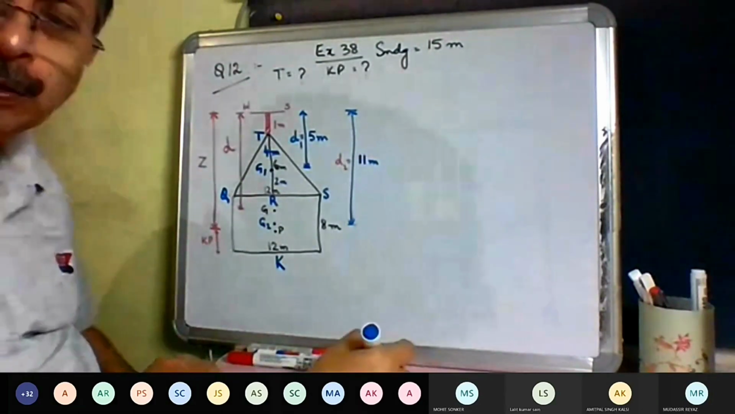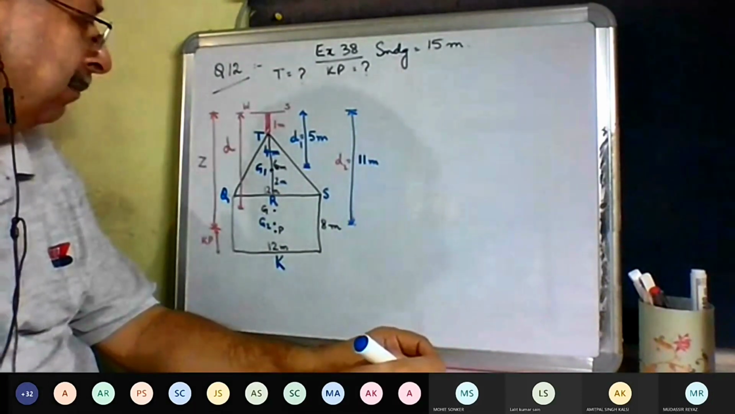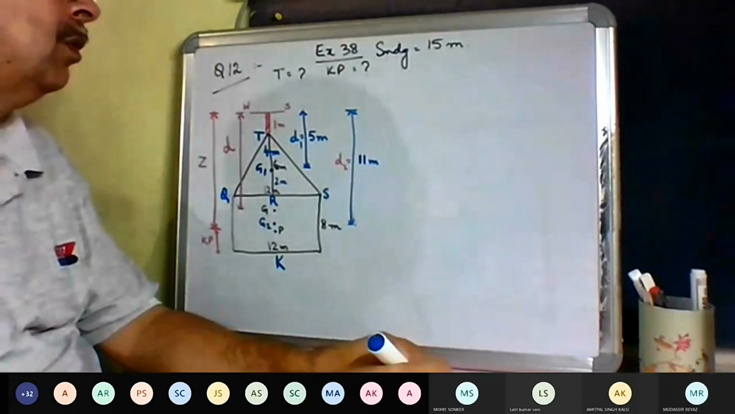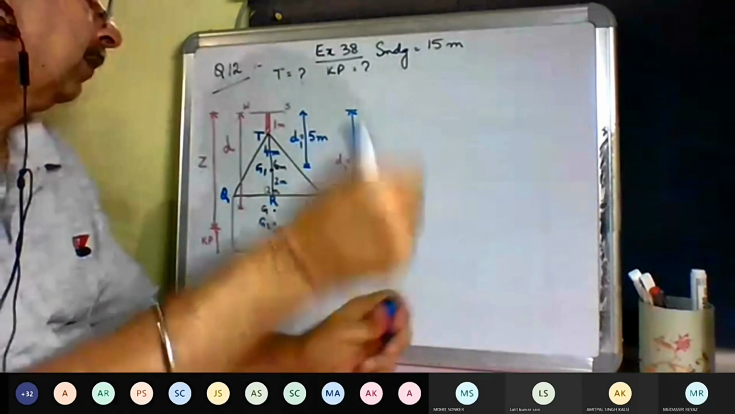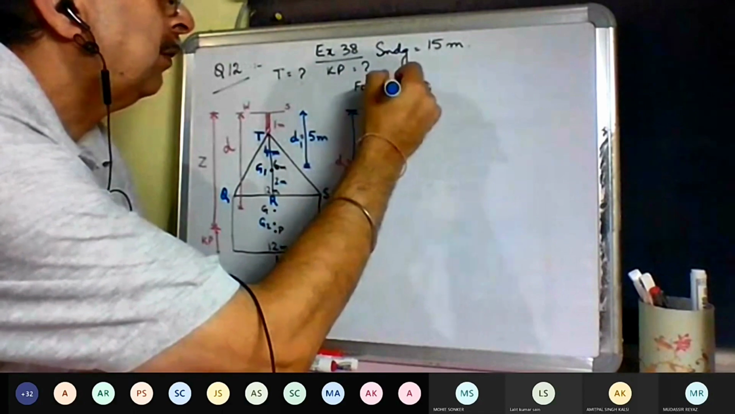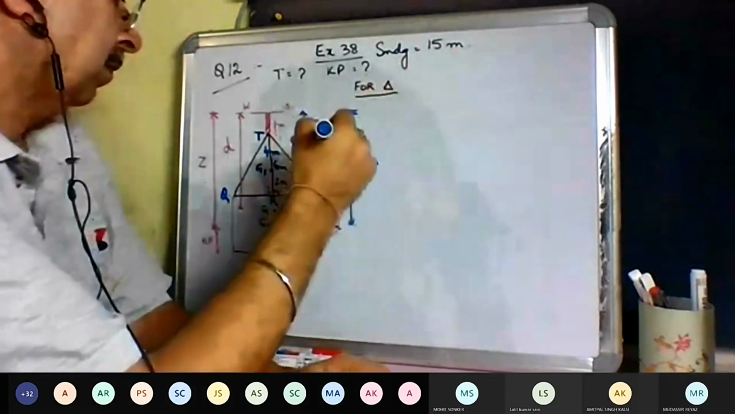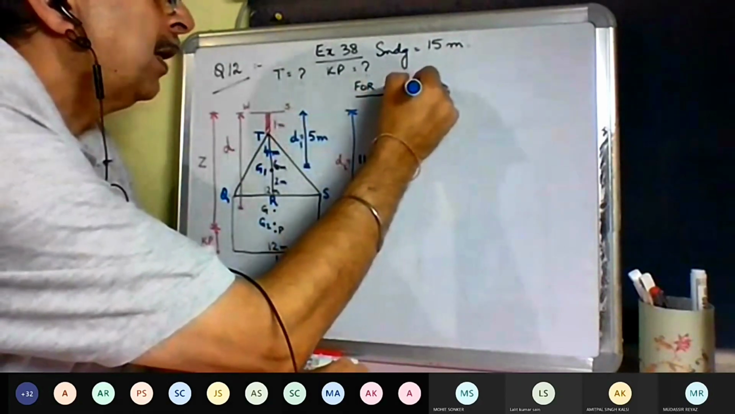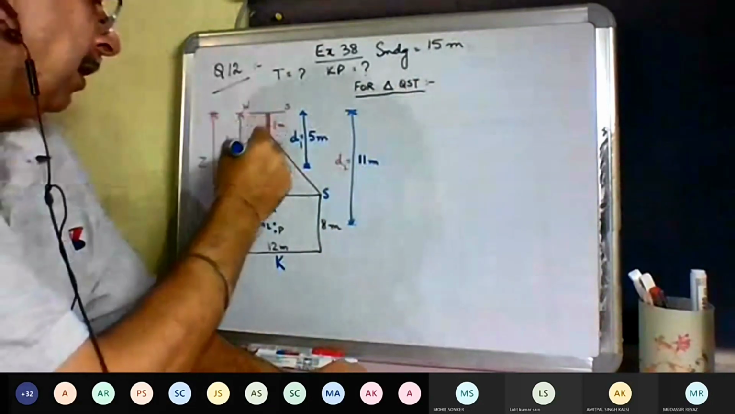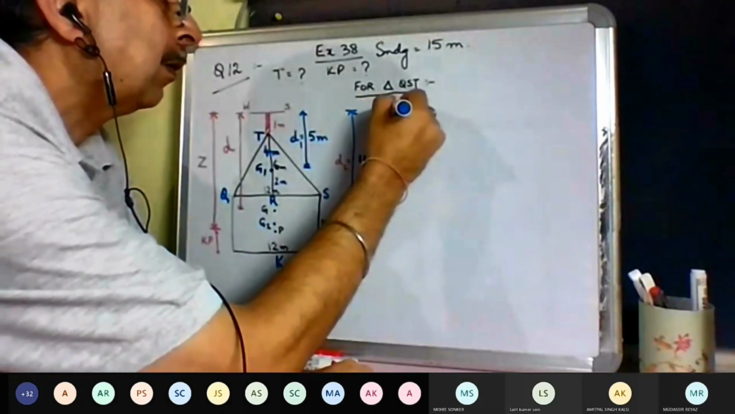Now I have to find out the values. Does anybody have any doubt in the diagram? No? Okay. So let me begin. So I'm starting off with the triangle QST. So this triangular portion, area of the triangle.